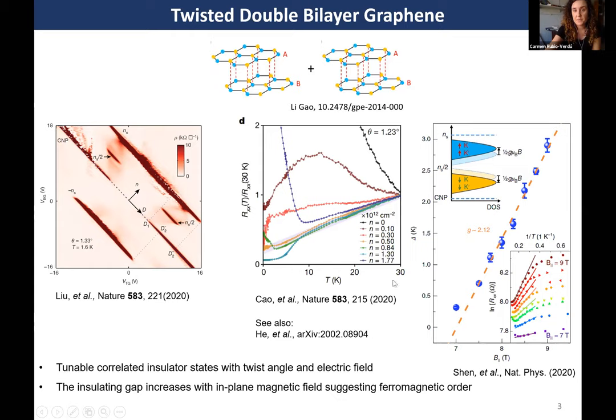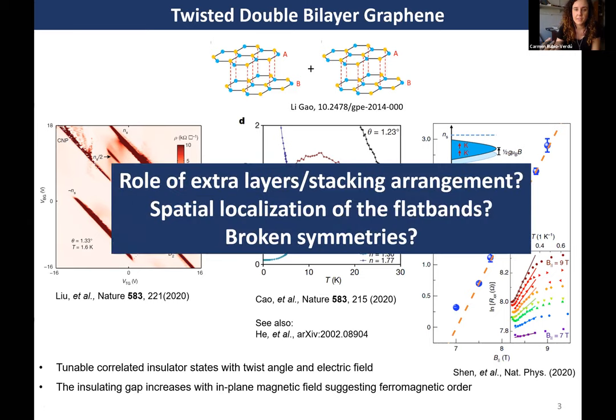And they also observe the opening of the gap with the magnetic field, which points towards some spin polarization or magnetic order. So what I would like to discuss today in my talk is what is the role of the extra layers with respect to twisted bilayer graphene. What I mean by that is, what is the stacking arrangement between the layers? Also, where are these flat bands localized in this system in real space?